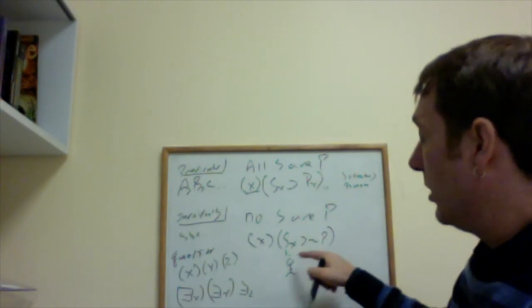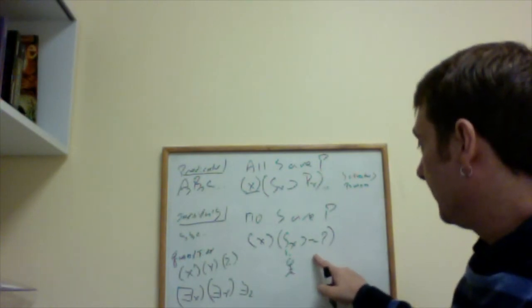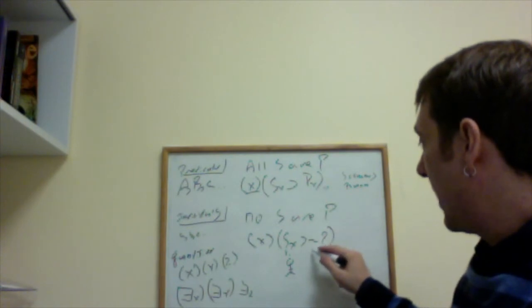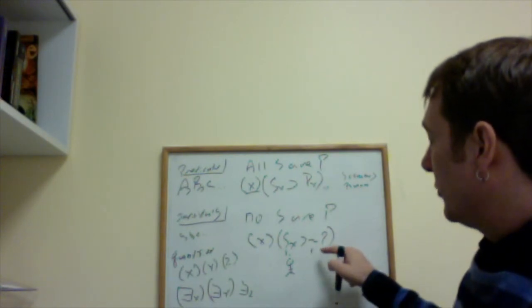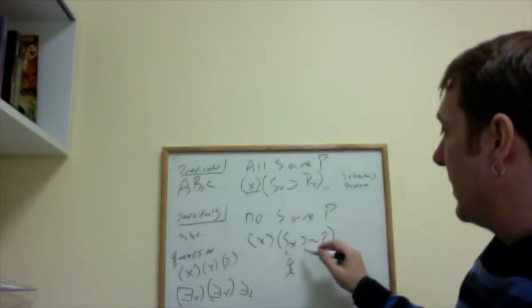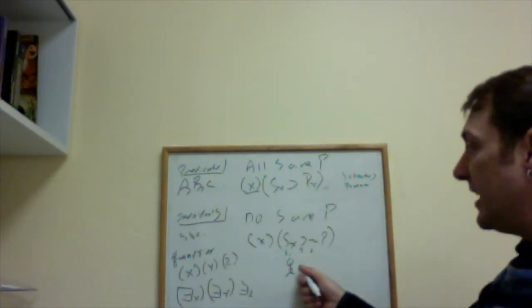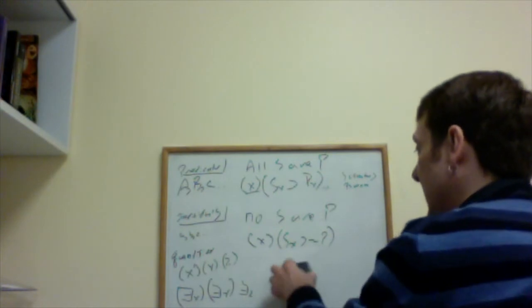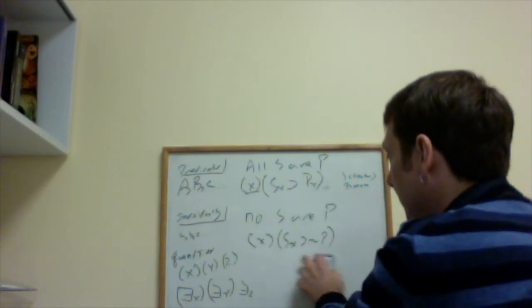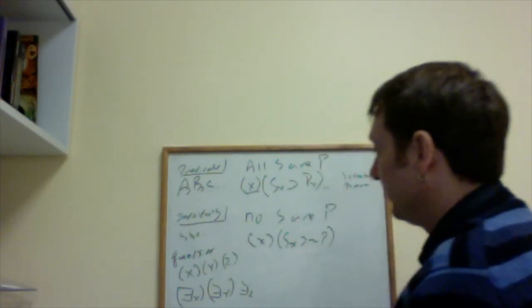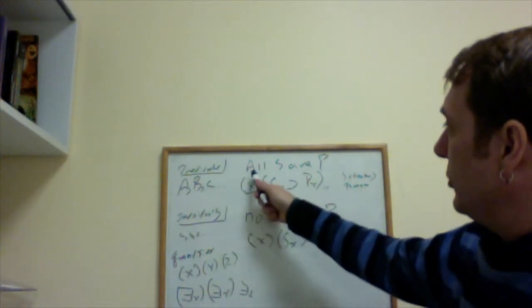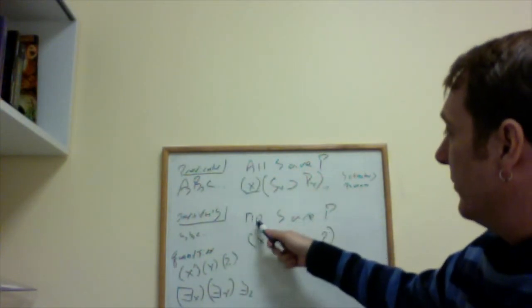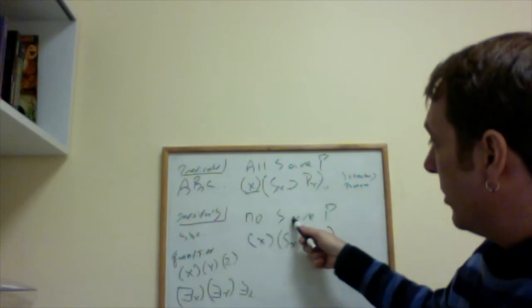But we know from our truth tables that this combination makes the whole sentence true. So this sentence still is true of me, and it's true whether or not there are any things that this thing could quantify over. And that's very nice. So here are our two ways of representing the universal statements, all S are P and no S are P.